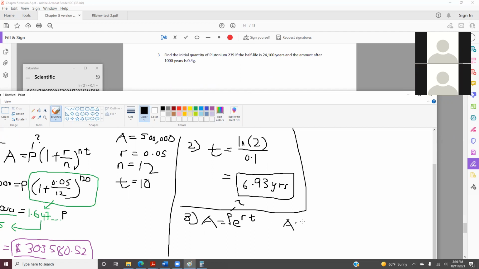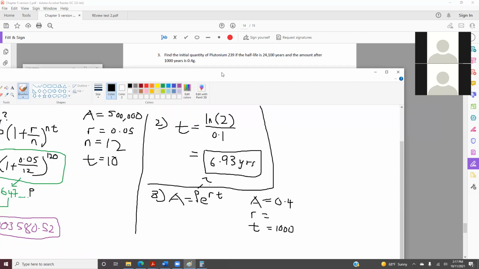So what is A in this case then? What is your final amount? The final amount in this case will be 0.4 grams. Okay, the rate and the time. Now we know the time is 1,000 years. That is because it took 1,000 years to get to 0.4 grams. Now the rate is the one that I want you to point out.